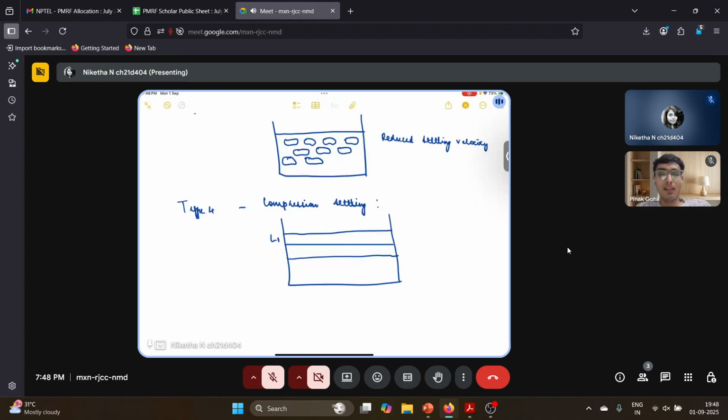For example, this is layer 1 and this is layer 2. The particles in layer 1 will come down at the same time. Particles in layer 2 will come down at the same time. But particles in layer 1 will compress the particles in layer 2. And if there are subsequent layers, then those layers will also be compressed.